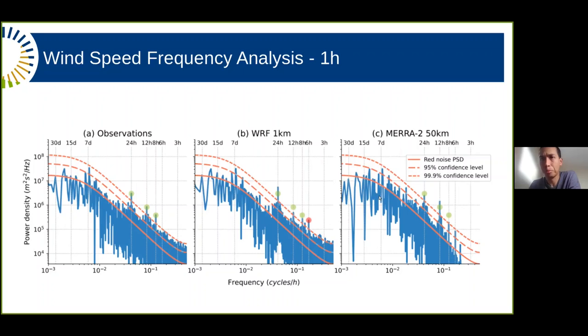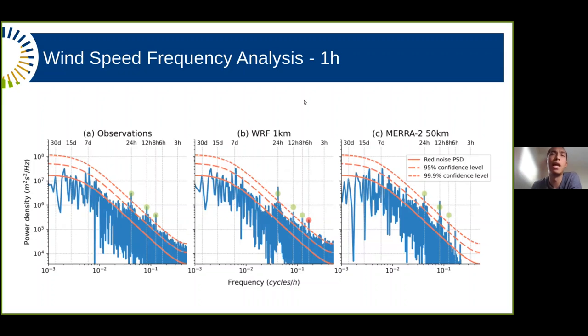And MERRA-2 also reproduces the periodicities, but at the daily scales, we see that the variance, or the power in the power density, starts to decrease below the red noise level. The WRF 1 kilometer, 3 kilometer, and 15 kilometer grids are similar, and we start to see a slight decrease at periodicities shorter than 6 hours. For example, at 3 hours, maybe in the 15 kilometer grid we start to see a slight decrease, but not as evident as with MERRA-2.